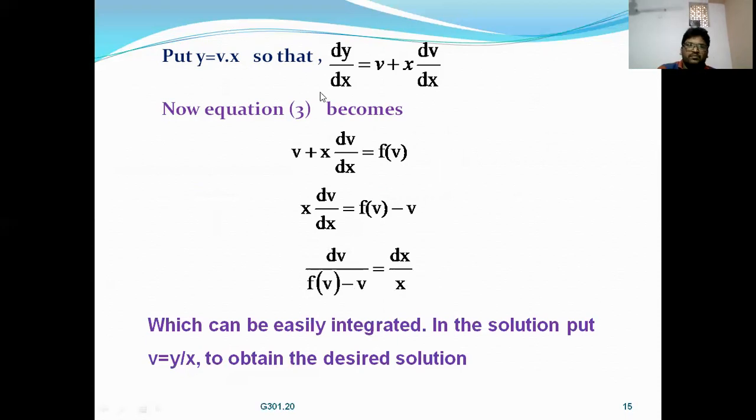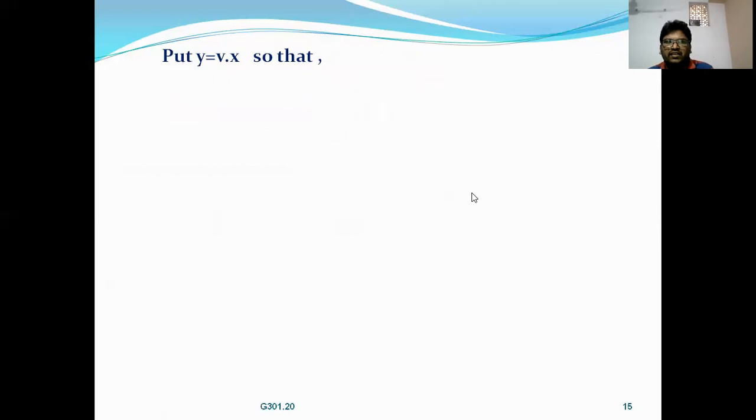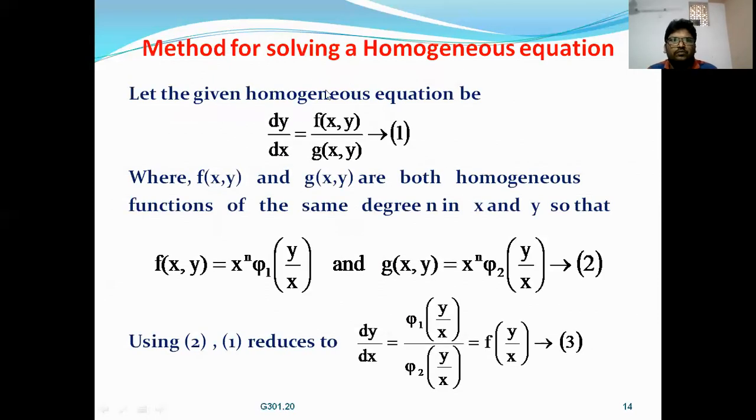Okay, this is the procedure for how to solve the differential equation. So I will explain once again. See here, the method of solving the homogeneous equation. Let the given homogeneous equation be dy by dx is equal to f of x comma y by g of x comma y. Name this equation number 1.